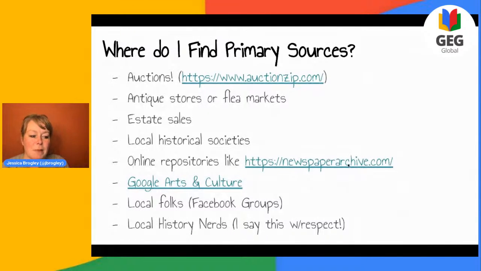So you mix all that together, and here we are. So where do I find my favorite resources? Number one, auctions. AuctionZip.com is very helpful, and you don't have to spend a lot. Let me grab a few examples to show you.